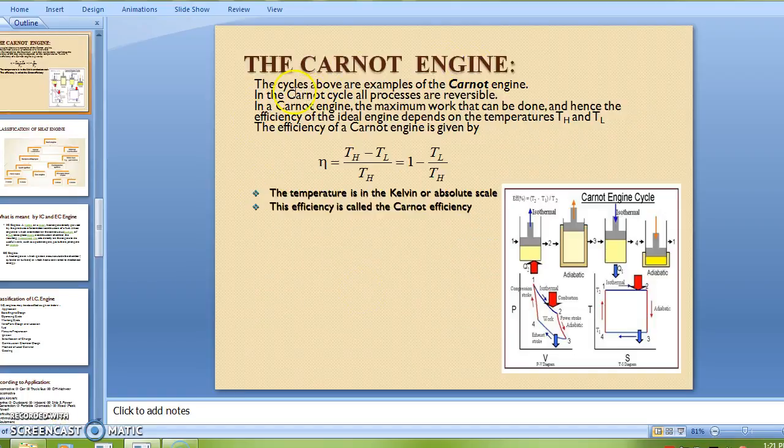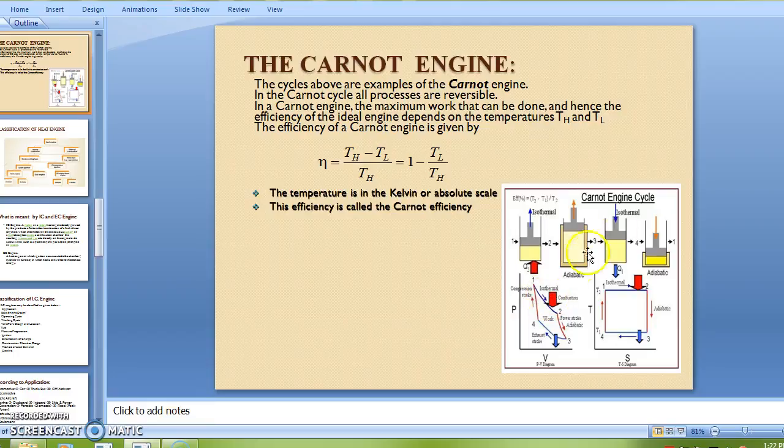The Carnot engine. The cycle above is an example of the Carnot engine. In the Carnot cycle, all processes are reversible. In the Carnot engine, the maximum work that can be done, and hence the efficiency of the ideal engine, depends on the temperatures TH and TL. The efficiency of the Carnot engine is given by efficiency equal to (TH minus TL) upon TH, equal to 1 minus TL upon TH. The temperature is in the Kelvin or absolute scale. The efficiency is called the Carnot efficiency.